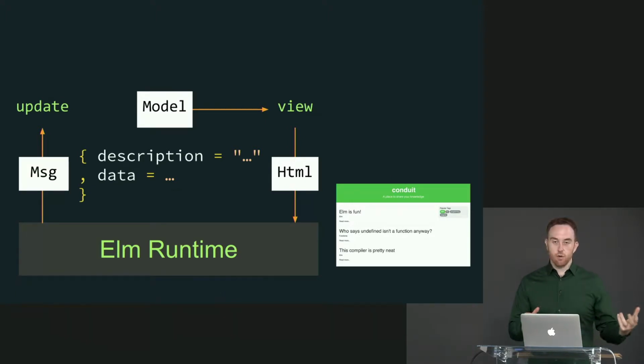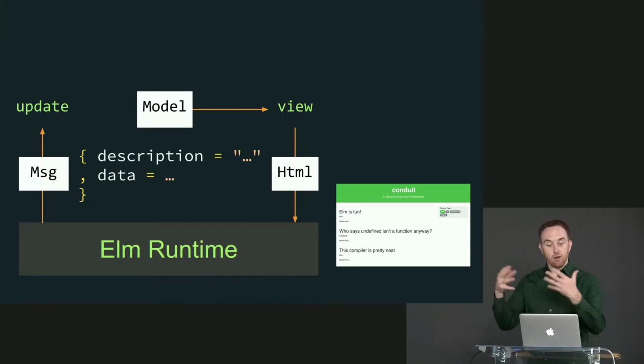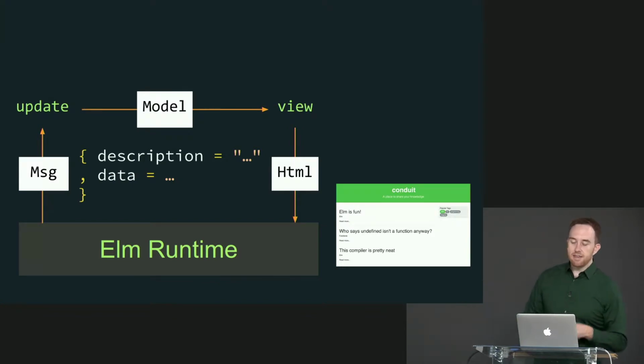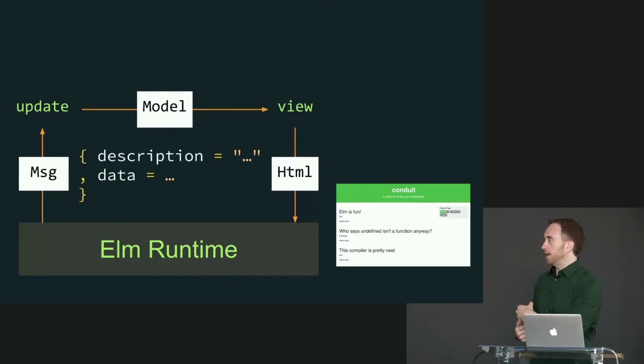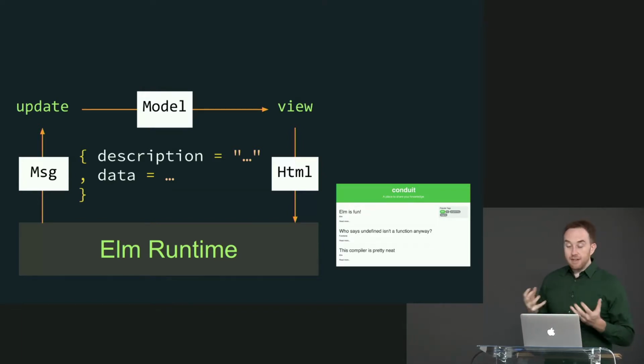And then update says, okay, based on that, I'm now going to probably do a record update to set the currently selected tag. And then the runtime is going to say, I see that update has given me a new model. I will pass that new model to view, which in turn will give me some new HTML, and the cycle begins all over again. Fundamentally, this is how every Elm application works. This is a complete way to describe user interaction and updating the screen based on what happened.